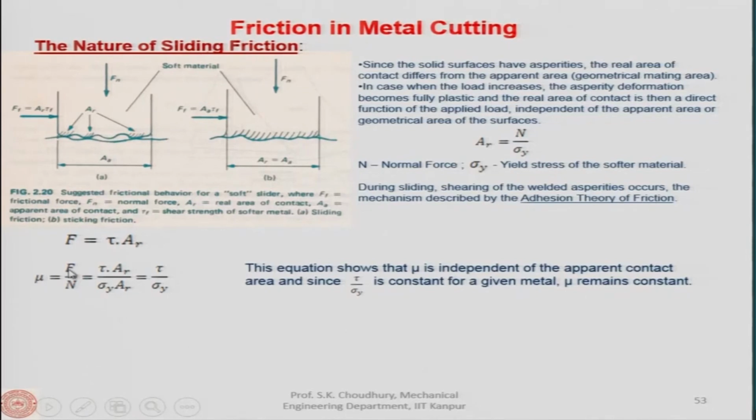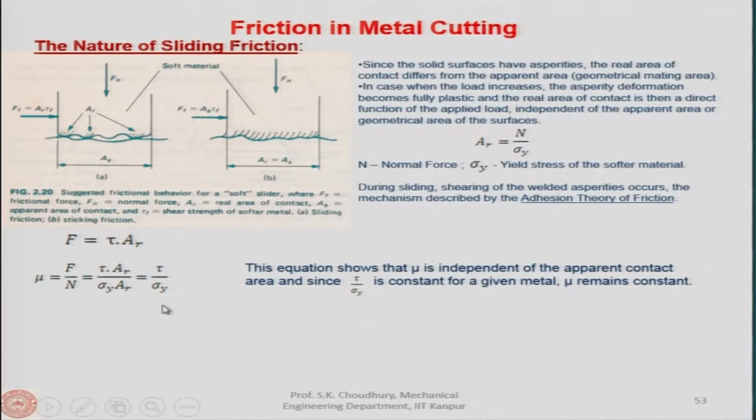Now, if we say that F is equal to tau into AR, then N from here will be AR into sigma y. So, AR gets cancelled and mu is tau divided by sigma y. This is the shear stress and this is the yield stress of the softer material. Now, this equation shows that mu, the coefficient of friction, is independent of the apparent area of contact.